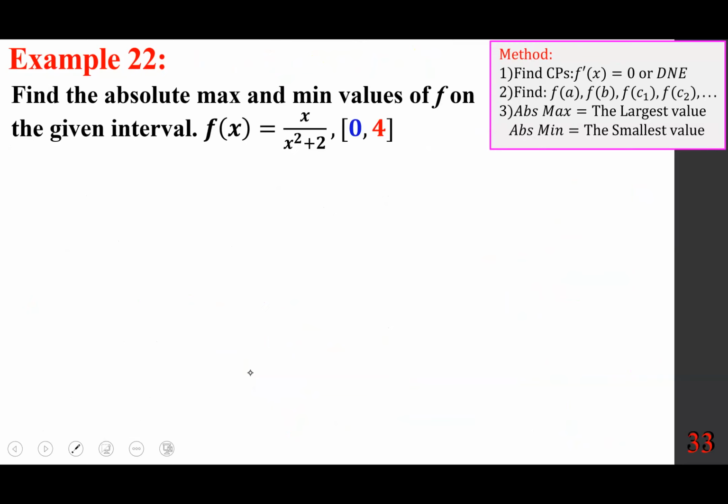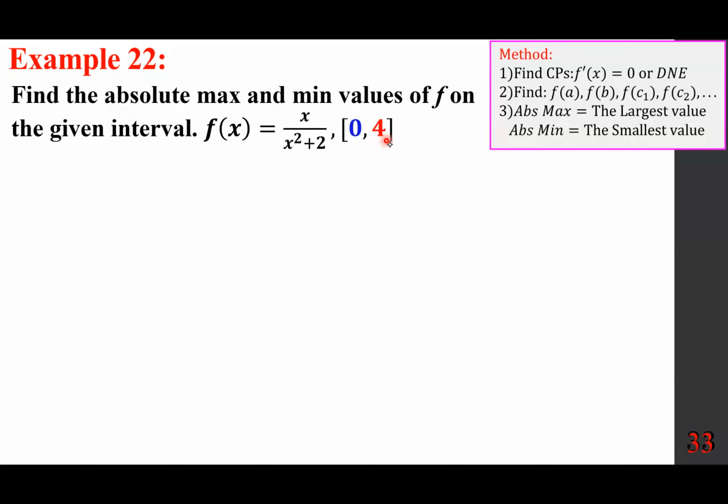Let's look at another example. We want to find the absolute max and min value for this function f of x, which is x over x squared plus 2. And please understand this is a closed interval. So we are going to use the extreme value or closed interval theorem.